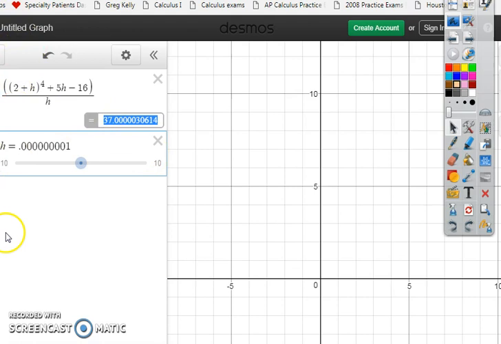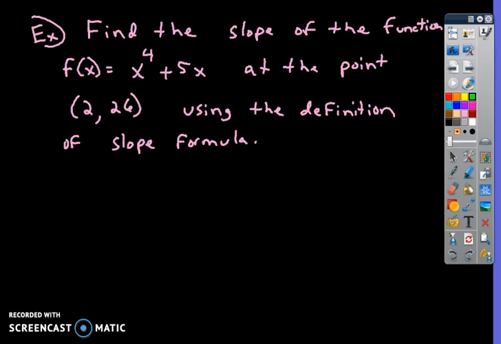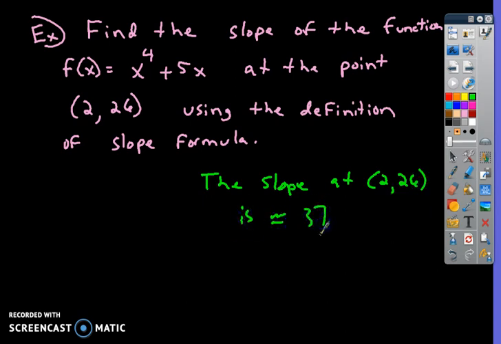All right, so let's talk about a different type of example. But I will make sure you answer the question. So to answer the question, I'll write it out. The answer is the slope at x equals 2 is about 37. All right, moving on.